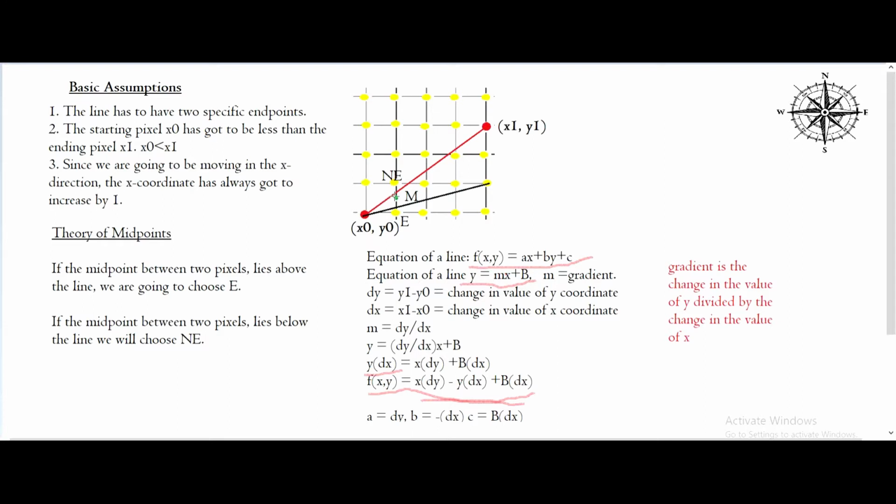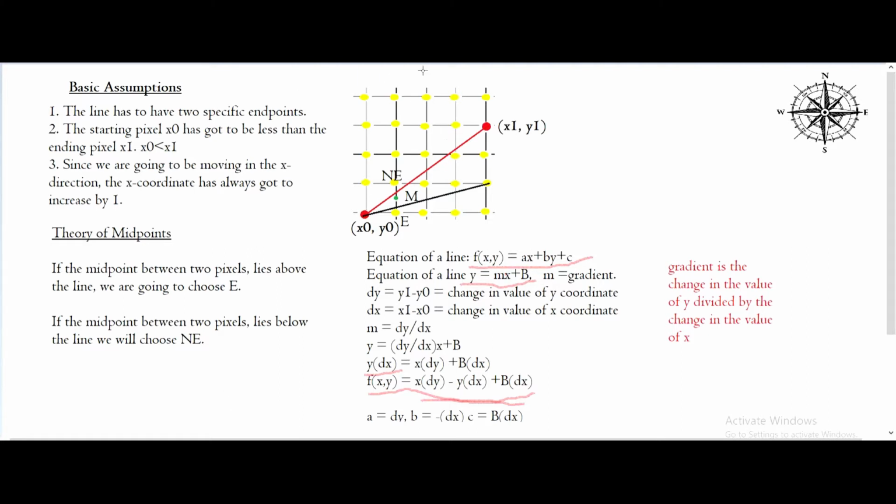Alright then, so let's consider our red line here. In this case, our midpoint is below the line. So if the midpoint is below the line, what we do is we choose the pixel NE. Okay, so very simple concept. Depending on the position of the midpoint, we choose which pixel we're going to proceed with. So that was the theory of midpoints. And that is actually the theory behind this midpoint algorithm.